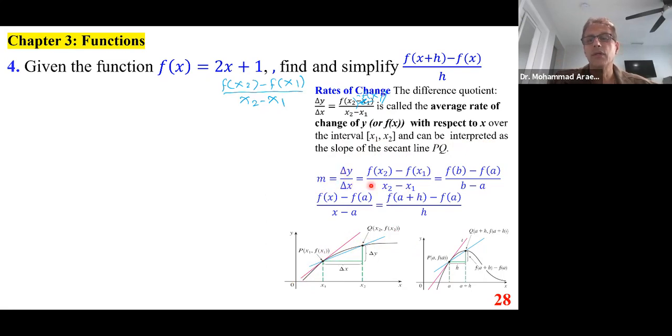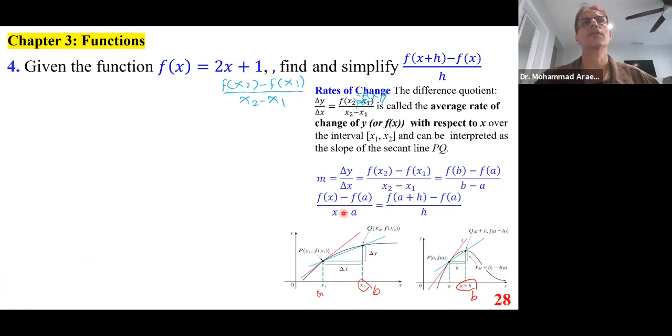There are different ways of writing them. M, or delta y over delta x, is f of x sub 2 minus f of x sub 1 over x sub 2 minus x sub 1, if we use x sub 1 and x sub 2. F of b minus f of a over b minus a, if we use a and b. If we call this one b instead of x sub 2 and this one a. Or if we call this one b instead of a plus h. When we use a and b, we get this one. If we use a and a plus h, we get this one. If we just use x and a, we use this one. So they all refer to the same thing.